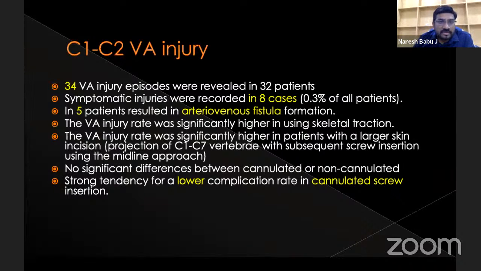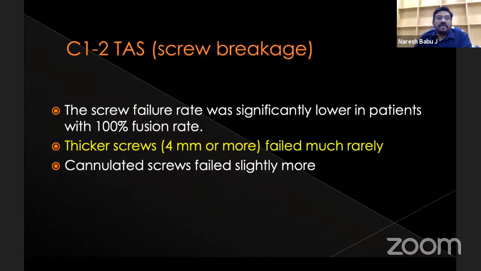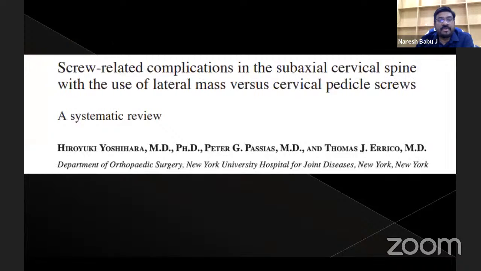In transarticular screw fixation, vertebral artery injury was also reported. 34 vertebral artery injury episodes were reported in 32 patients. Of these, 8 cases had symptomatic injuries, and 5 patients resulted in AV fistula. The rate was significantly lower in patients with cannulated screw insertions. Screw breakage is also quite common in transarticular screw fixations. When you use thicker screws of more than 4 millimeters, the failure is much less compared to cannulated screws.